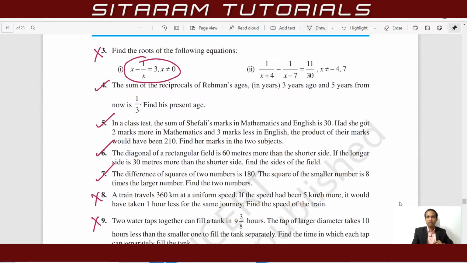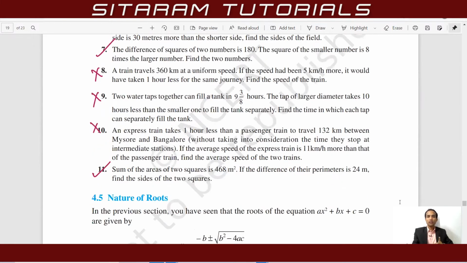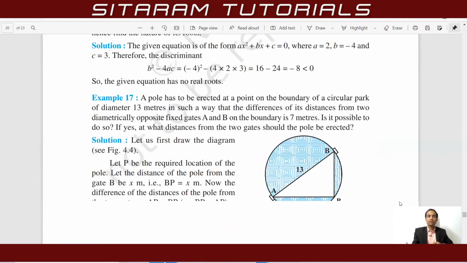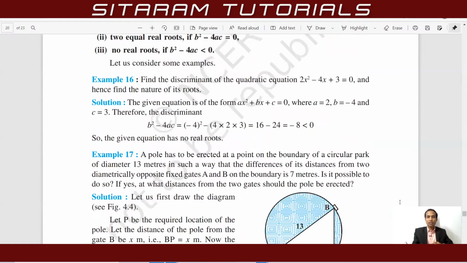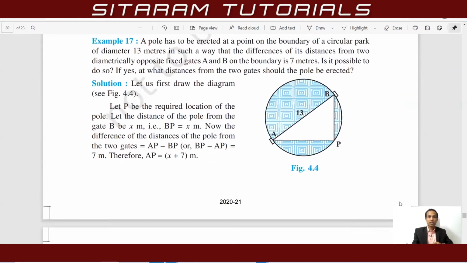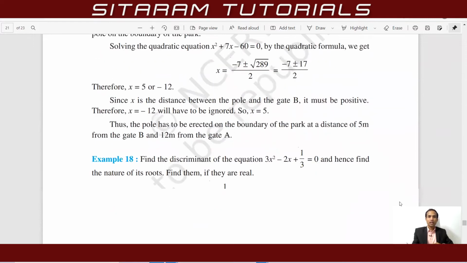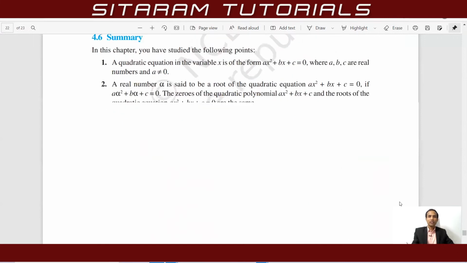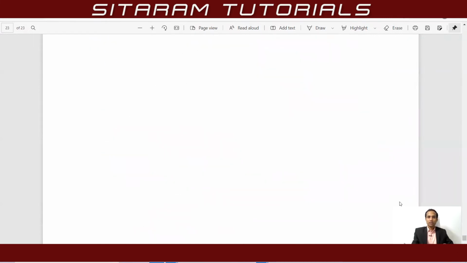Again, third, first question and second question, both are not going to be there for the exam because these are reducible equations. Now fourth, fifth, sixth, seventh, all are there, and eighth, ninth, 10th, these 3 questions also are reducible equations. These are not going to be there, and 11th is there. And this topic is very, very important, nature of roots, and these all questions are there. Example 16, 17, and 18. Next, full exercise 4.4 is going to come for the exam. This is the whole chapter, quadratic equations.